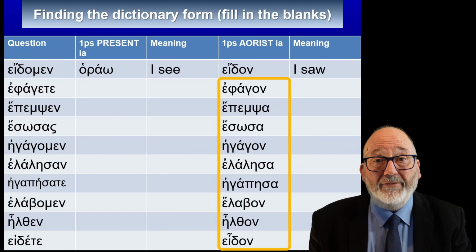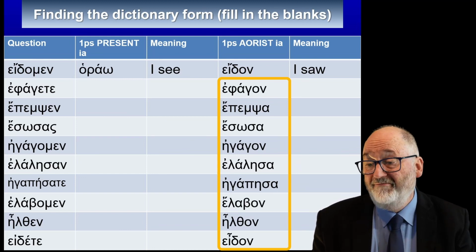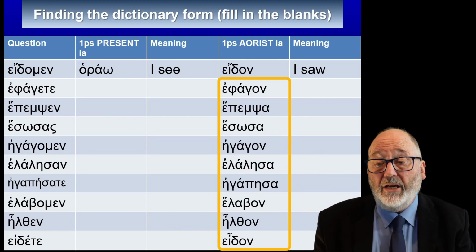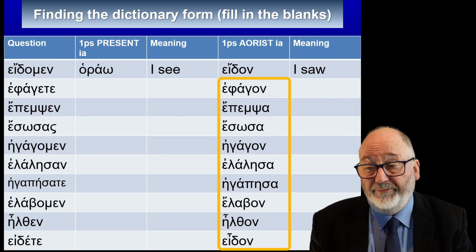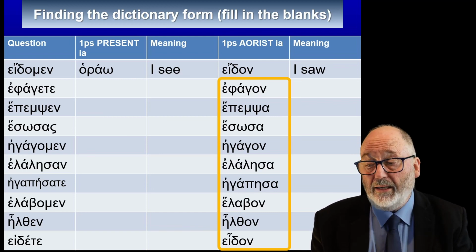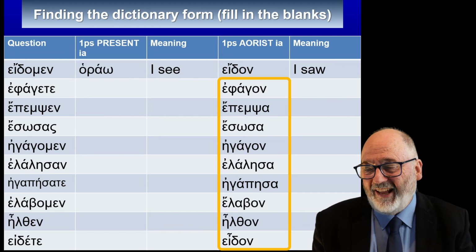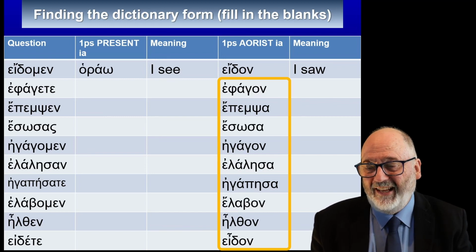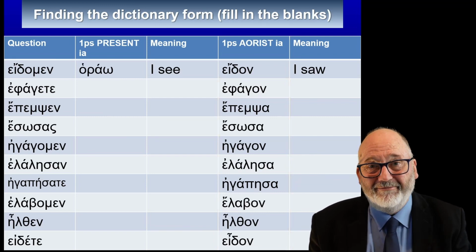Okay, well, I've listed down there in the first person singular, aorist indicative active, well, exactly that. So eidomen is eidon in the first person singular. Ephageti is ephagon. Empempsen is epempsa. Esosas is esosa. Agagomen is agagon. Elalaisen is from elalesa in the first person, etc.